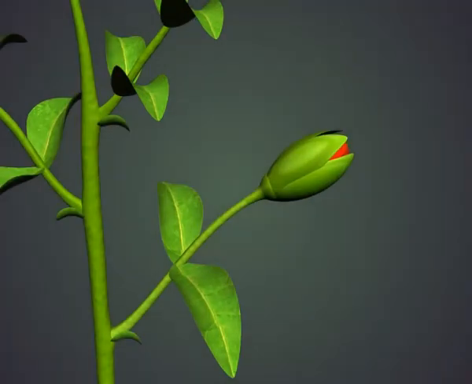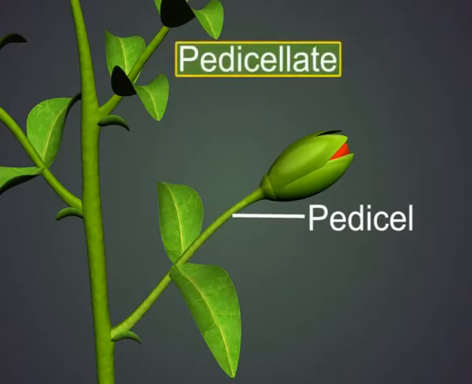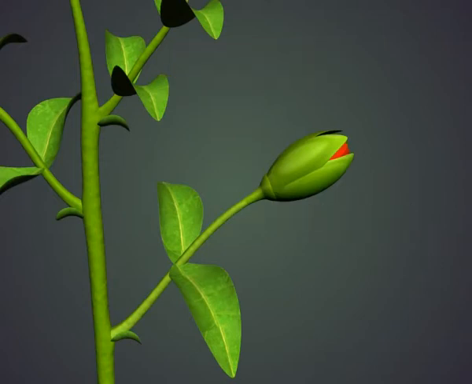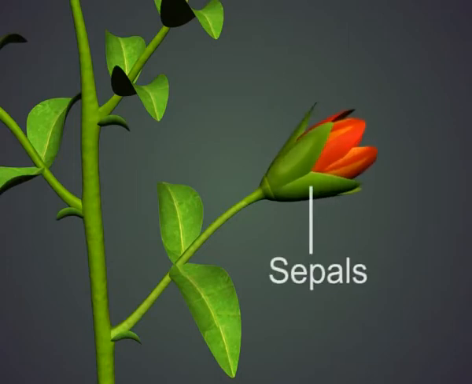The stalk of the flower is called pedicel. It exposes the flower in favorable position for pollination. Such flowers will be called as pedicellate. There is an outer whorl or covering called sepals. These provide protection to the flower in bud condition and are usually green in color.